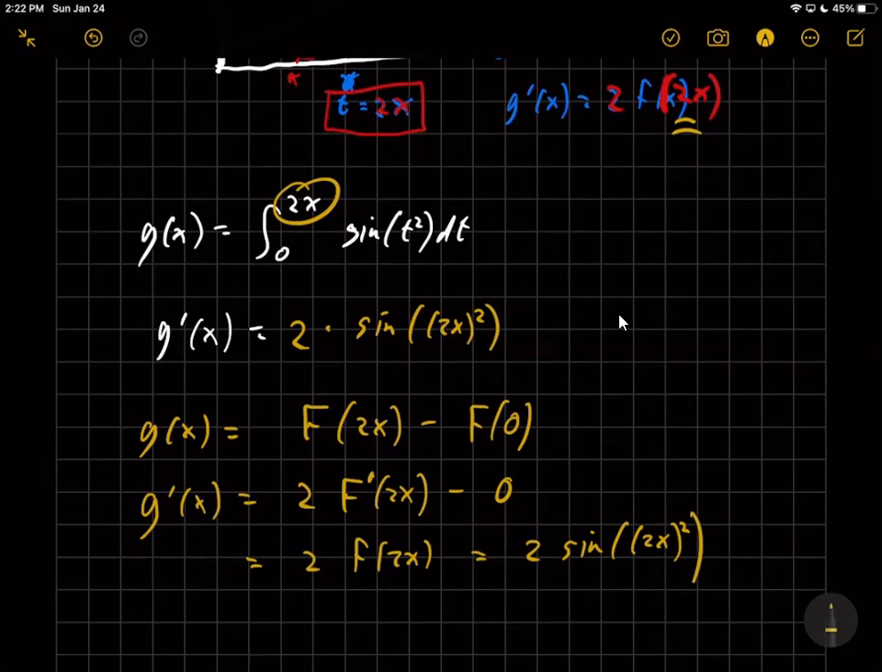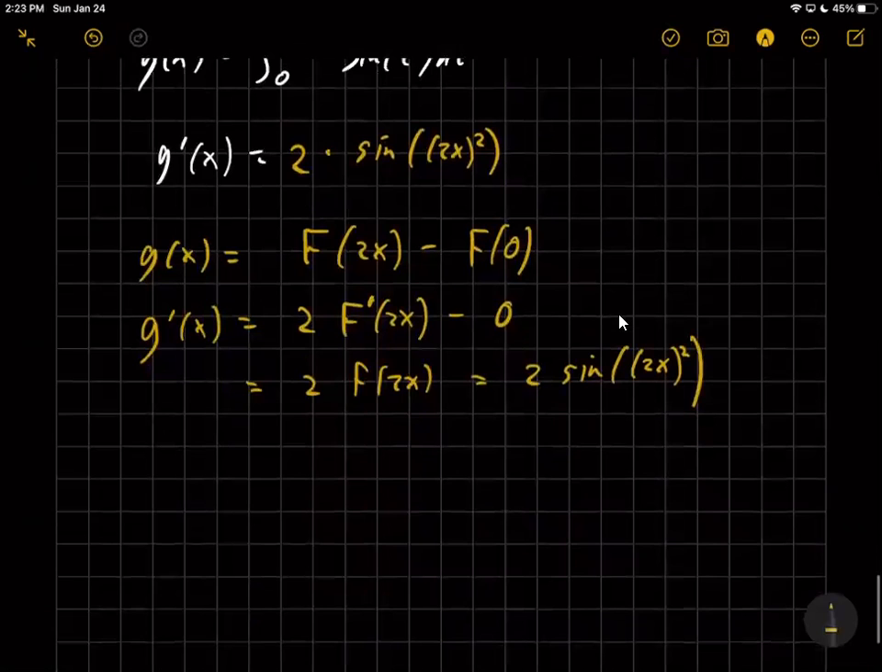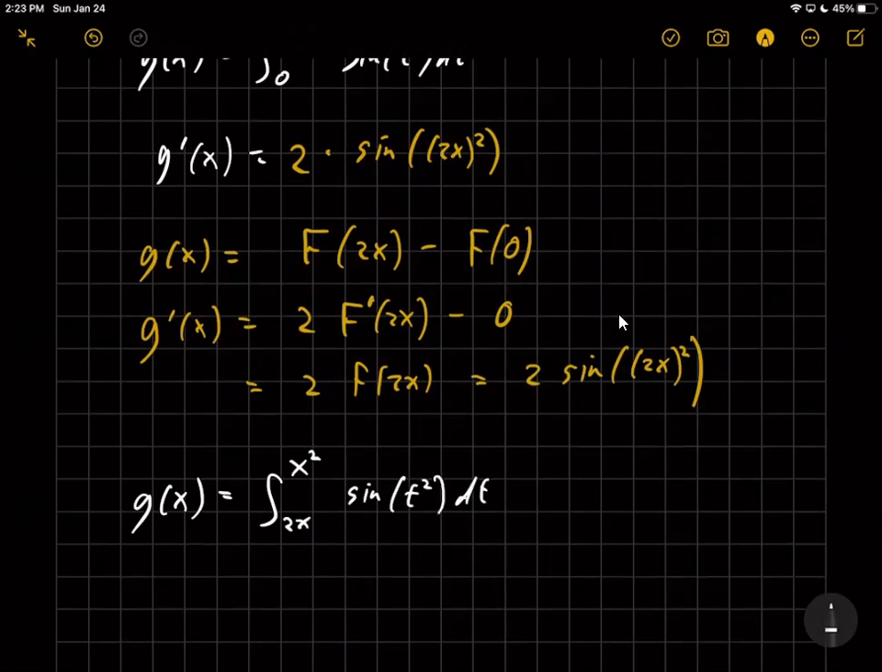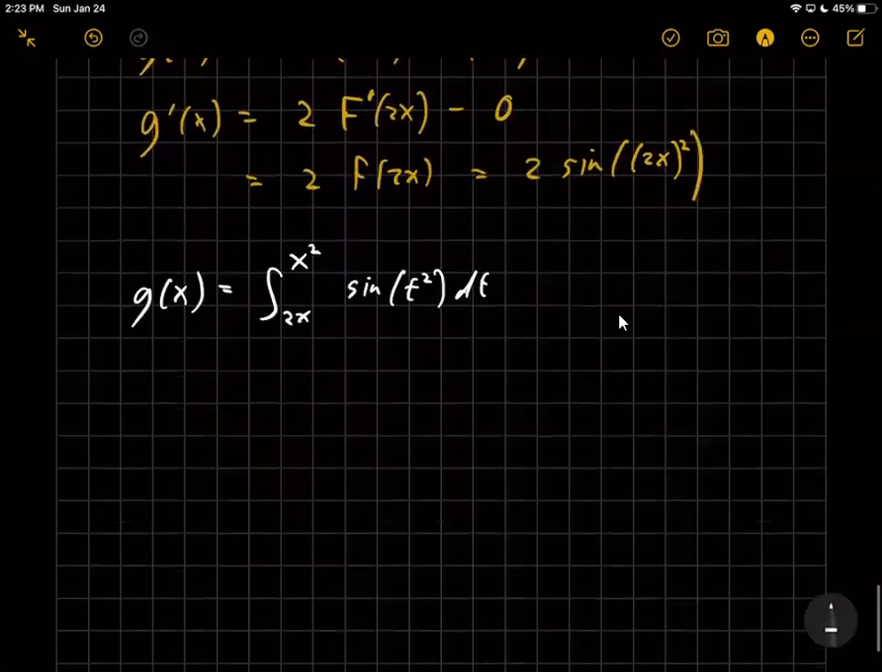Now, it's not that common to have a function for a limit. It's much more common to simply have x for a limit. Now let's go ahead and do one final example. Let's say we had g of x is the integral from 2x up to x squared of the sine of t squared dt, right? We don't know what the antiderivative of this is, but g of x, we could say, is the antiderivative evaluated at x squared minus the antiderivative evaluated at 2x. So now the upper limit and the lower limit are changing at variable rates.